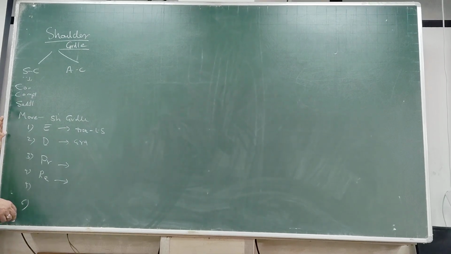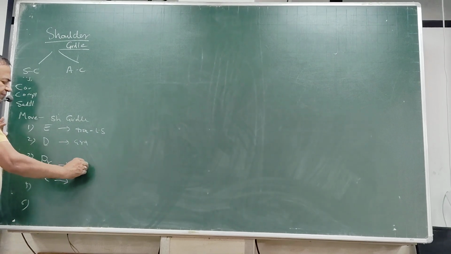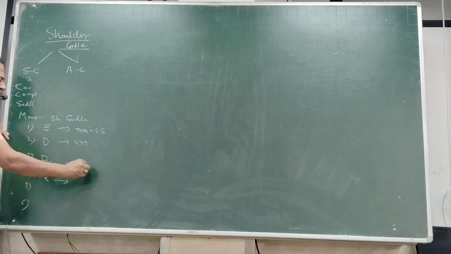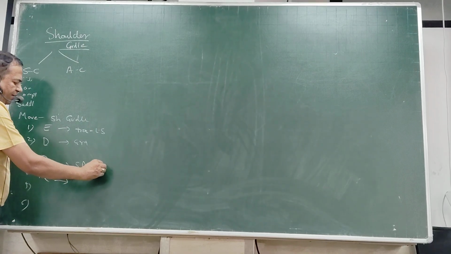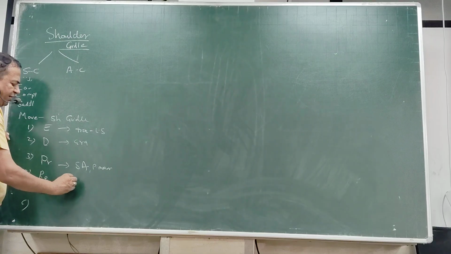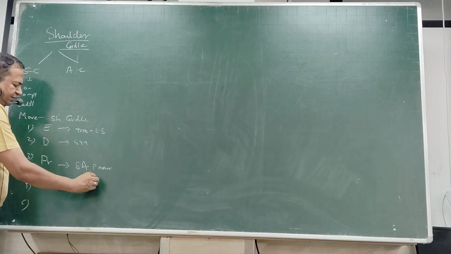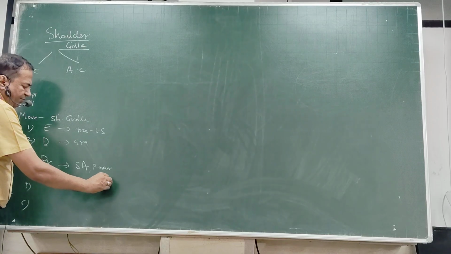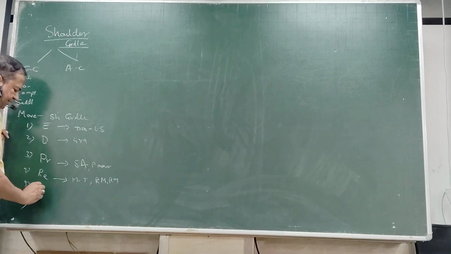Protraction is brought about by the punching muscle, serratus anterior. It is also brought about by pectoralis minor. While retraction is brought about by the middle fibers of trapezius and rhomboid major and rhomboid minor.